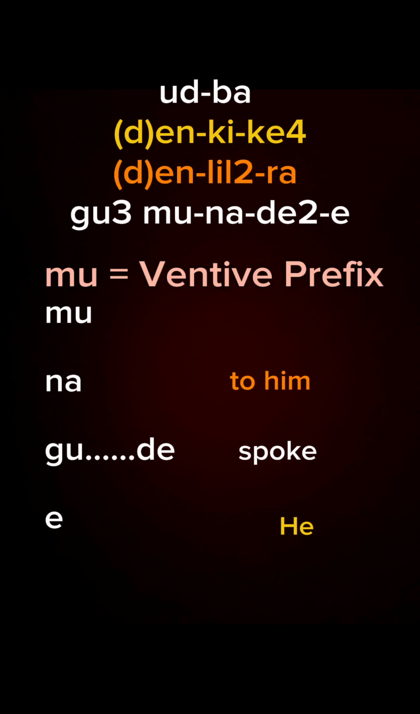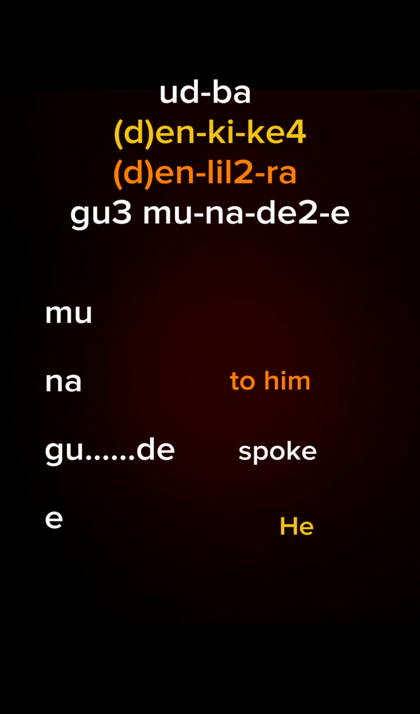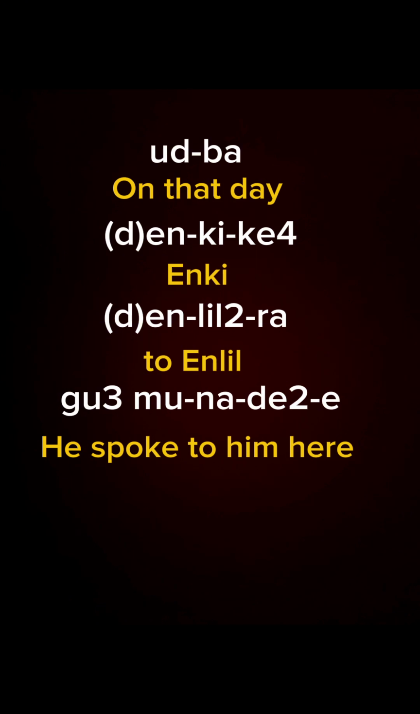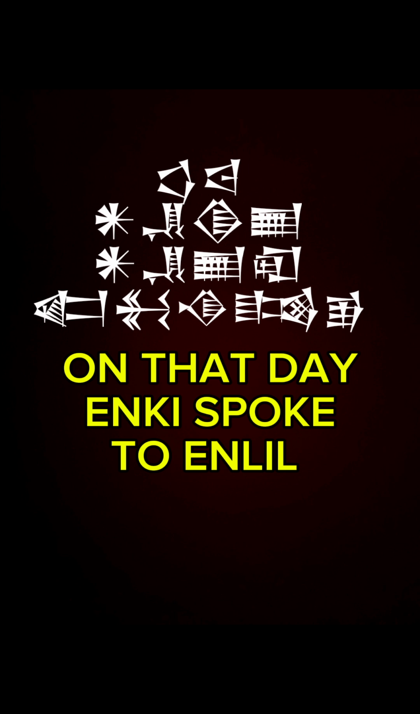So mu is something that actually gets completely lost in translation. There's no way of really directly translating it in English, but it denotes motion towards the origin of context and is used with animate transitive verbs. It's the prefix used with animate transitive verbs. But if it really does bug you and you just have to give it a translation, I would say translate it as here. Alright then, let's bring back the rest and give it a final translation. So, my direct translation would be, on that day, Enki to Enlil, he spoke to him here. And then converted for English grammar, on that day, Enki spoke to Enlil.